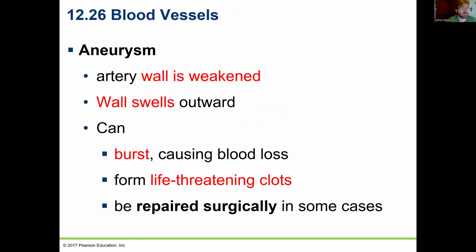Aneurysms can occur anywhere in the body where you're going to have an arterial system. People tend to specify, like, cardiac aneurysm or brain aneurysm. The tissue that it occurs in is going to be the defining factor in the naming of the particular aneurysm disorder.